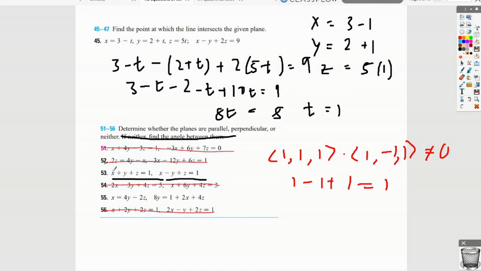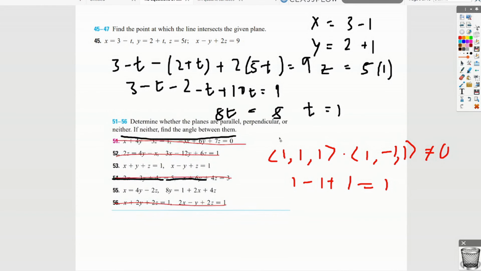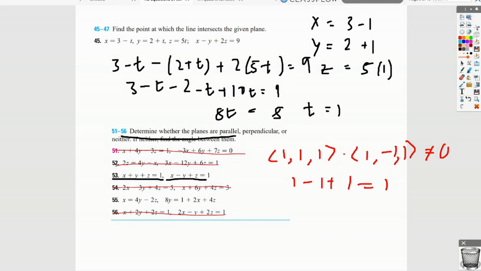So what you could do is 1, 1, 1 dot 1, negative 1, 1 divided by the magnitude of the first one times the magnitude of the second one, which will be square root 3 and square root 3. So it'll be 1 over square root 3, and then cosine theta equals 1 over square root 3, so theta is like 30 something degrees, or a little bit more. But I'm not going to get through that because I don't want to use a calculator. Not today. So we're not going to do this.